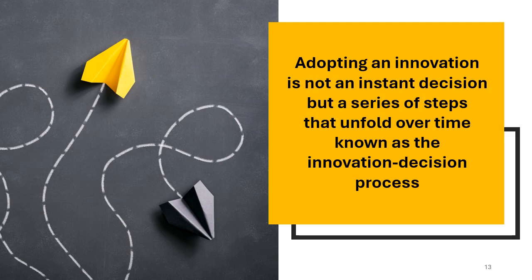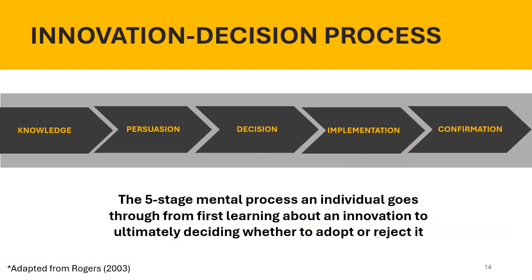It's important to know that the adoption of an innovation is not an instant decision. It's a series of steps that unfolds over time, and this is known as the innovation decision process. It is a 5-stage mental process that an individual goes through from first learning about an innovation to ultimately deciding whether or not they're going to adopt it or reject it.